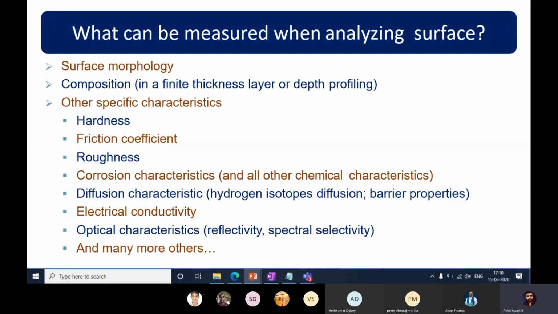Apart from these things, with different techniques we try to analyze other characteristics also, like hardness, friction coefficient, roughness, electrical conductivity, and many more. But in this course, our main focus is to get an idea about different techniques to analyze the surface morphology and the composition.